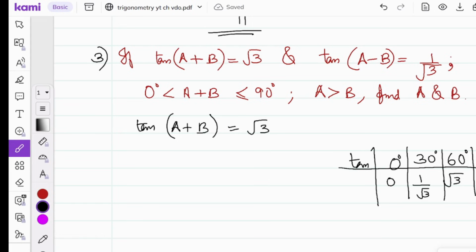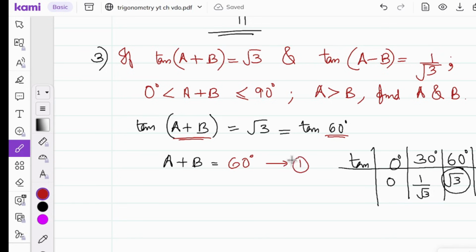They are telling when I am taking a plus b, tan a plus b equal to root 3. Which is the value corresponding to the root 3? Tan 60. That means which is equal to 60 degree, right? It is equal to tan 60 degree, correct? So here what can I write? If I'm adding a plus b, the angle that I'm getting is 60 degree, right? So for that one, I will give the equation number 1.